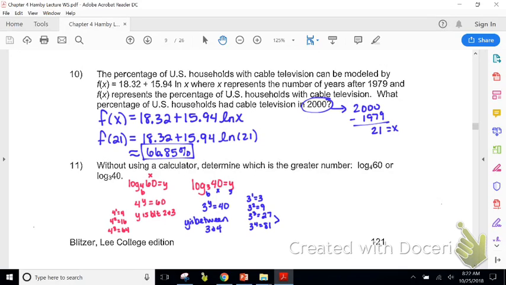So which one is bigger? The one that's between 3 and 4. So log base 3 of 40 is larger.